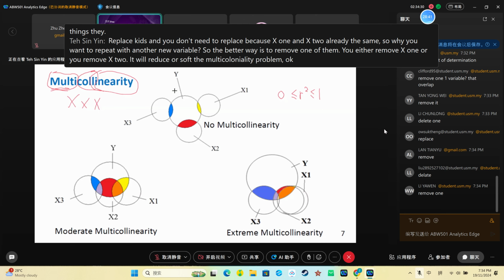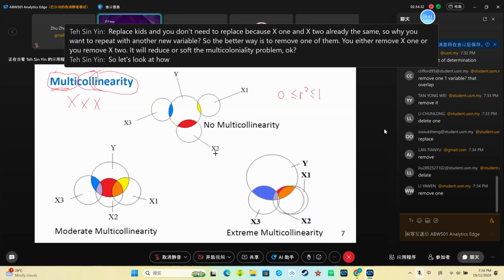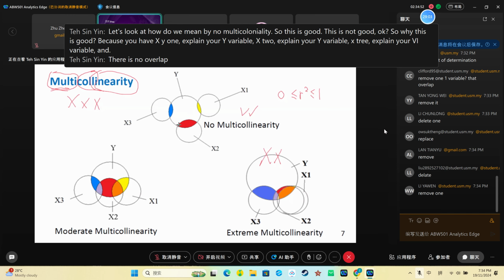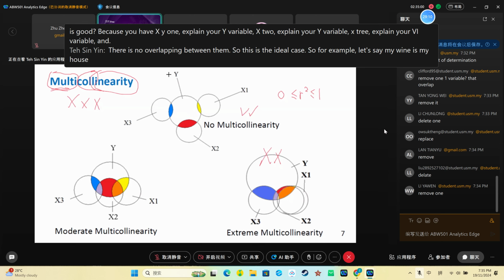So let's look at what we mean by no multi-collinearity. This is good, and this is not good. Why is this good? Because x1 explains your y variable, x2 explains your y variable, x3 explains your y variable, and there is no overlapping between them. So this is the ideal case. For example, let's say y is the house price. What are the factors that will affect the house price?